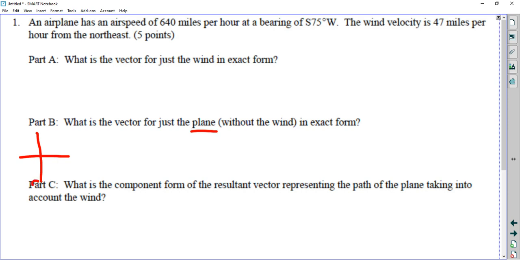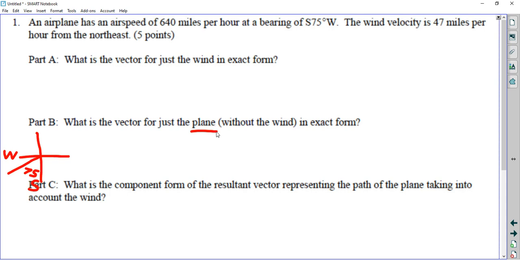South. Why always? Just because it says airplane before. That's all. So southwest, south 75 degrees west. That means that the angle goes from south towards the west 75 degrees. That is a 75-degree angle.